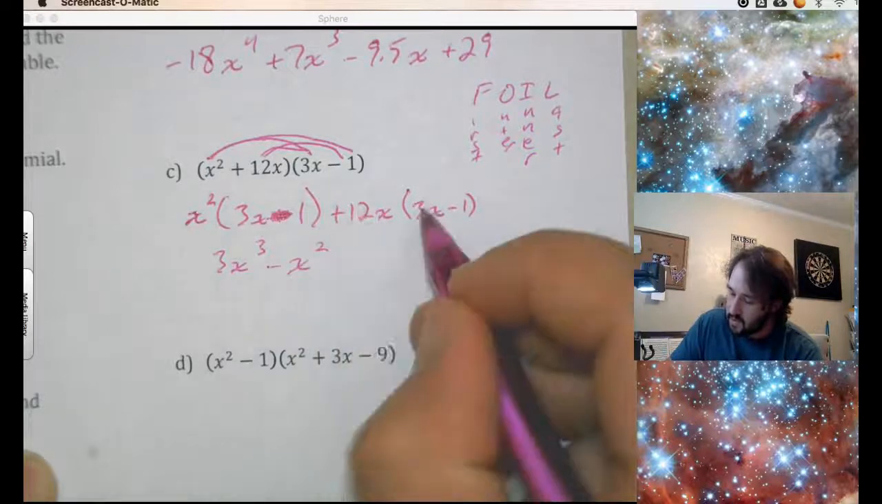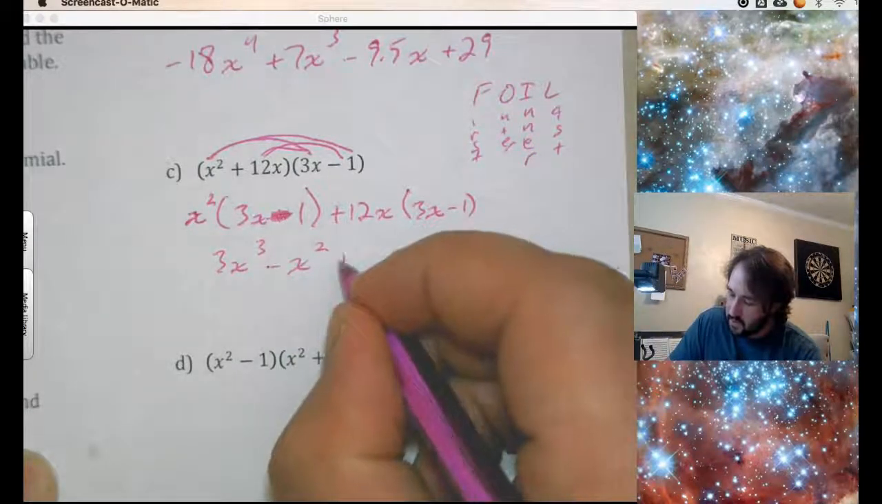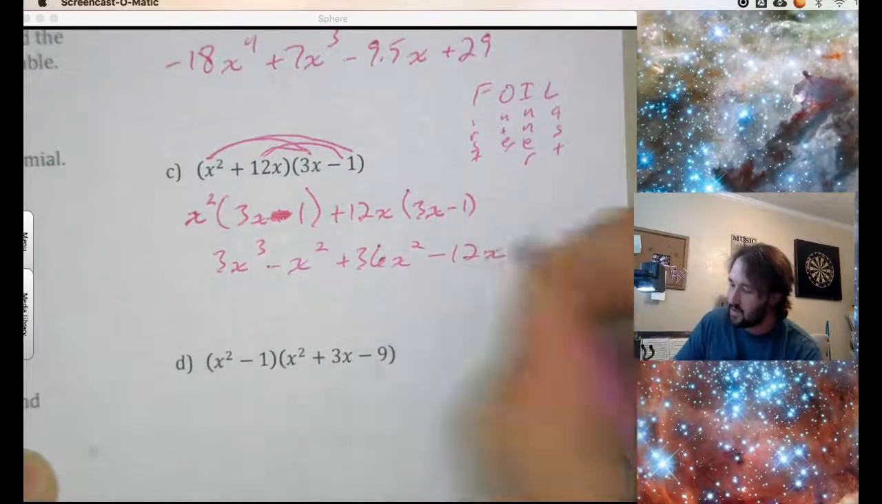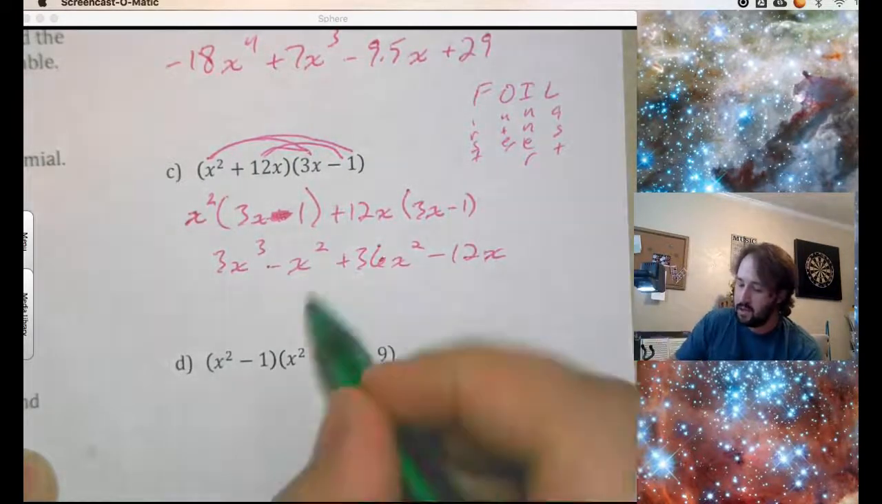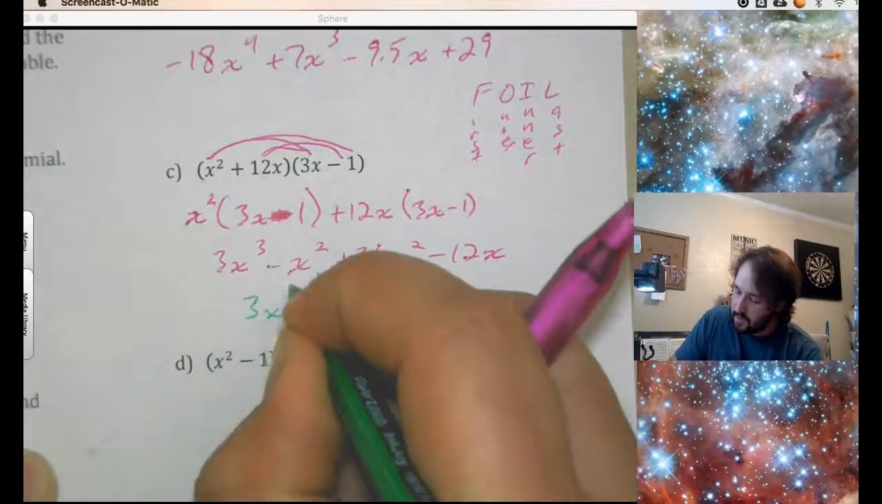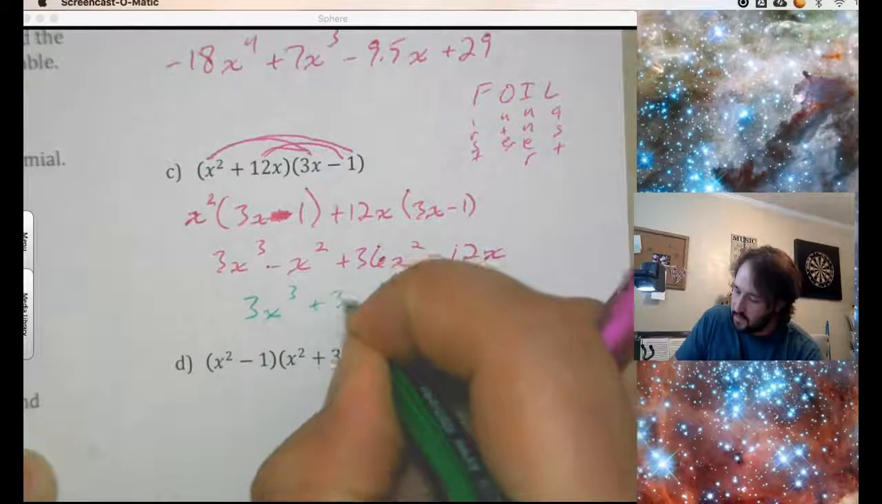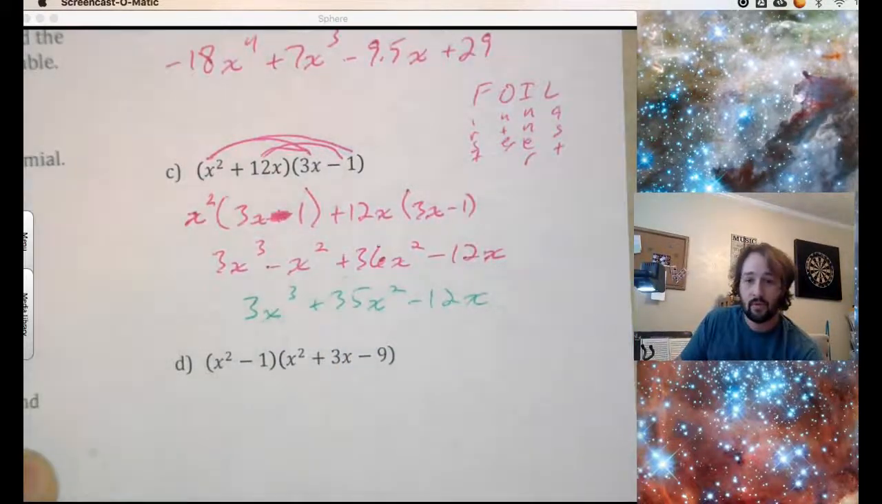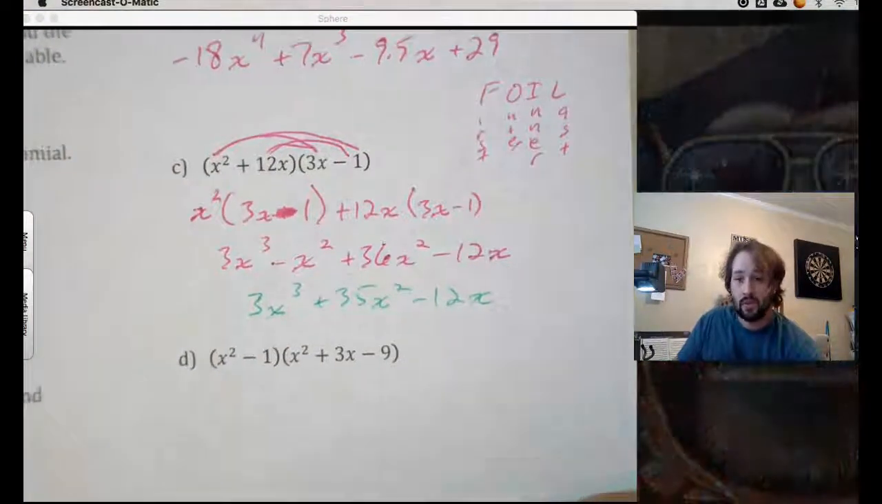And then I'm going to multiply this positive 12x times 3x minus 1 as well. Then I'm essentially just distributing, like I showed there, the x squared to the 3x, so I have 3x to the third, and to the negative 1, so minus x squared. The 12x is also distributing to the 3x minus 1, so I get plus 36x squared minus 12x, and then I'll combine like terms, which are these x squareds in the middle. So I have 3x to the third plus 35x squared minus 12x. That's what we're going to be looking for when simplifying the polynomial. Always, always, always put it in standard form if you can. And you can.